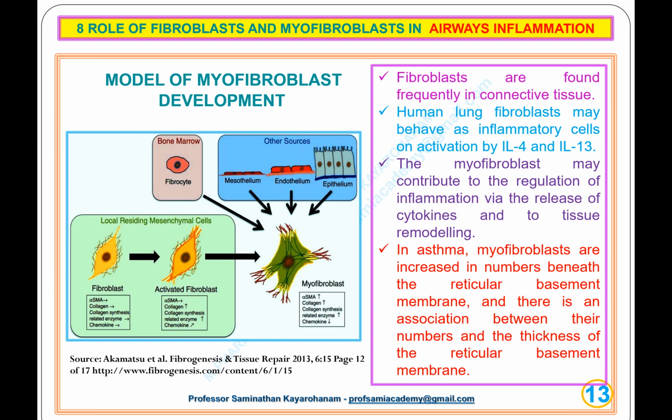Next slide, 8. Role of fibroblasts and myofibroblasts in airways inflammation. Fibroblasts are found frequently in connective tissue. Human lung fibroblasts may behave as inflammatory cells on activation by interleukin-4 and interleukin-13. The myofibroblast may contribute to the regulation of inflammation via the release of cytokines and to tissue remodeling. In asthma, myofibroblasts are increased in numbers beneath the reticular basement membrane, and there is an association between their numbers and the thickness of the reticular basement membrane.